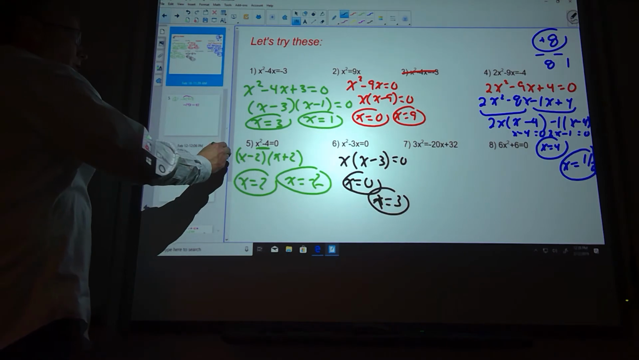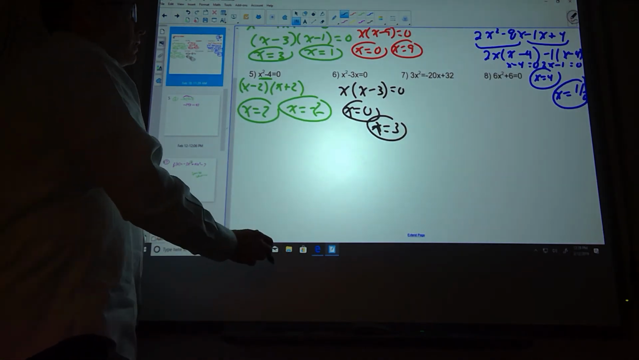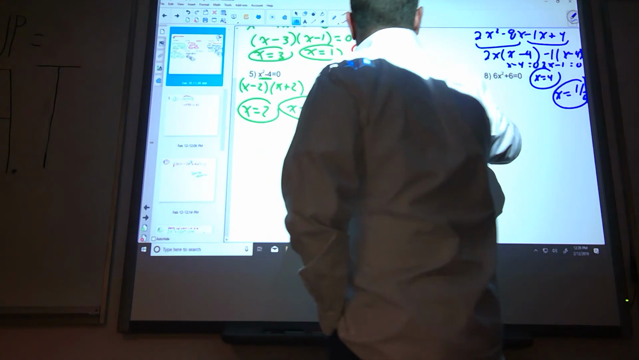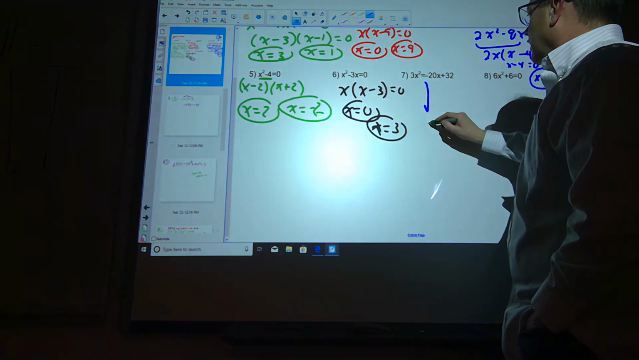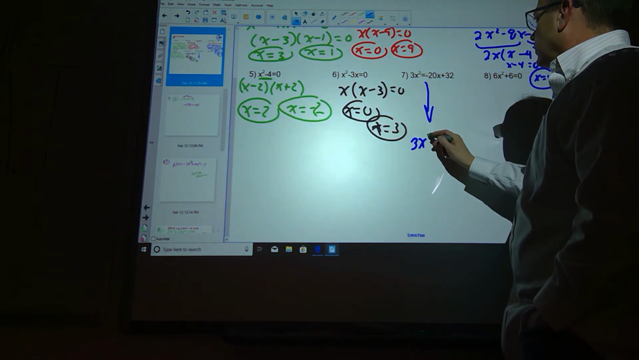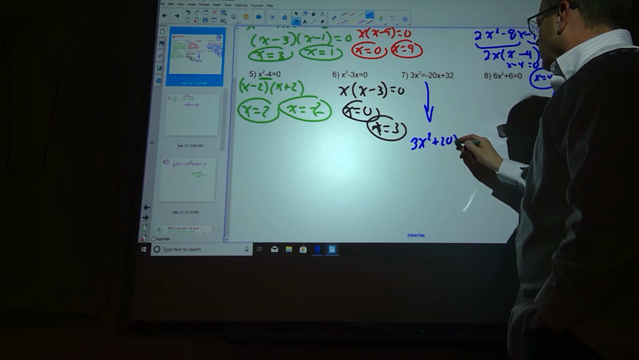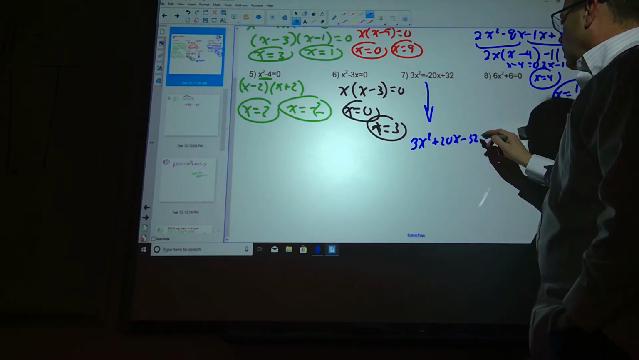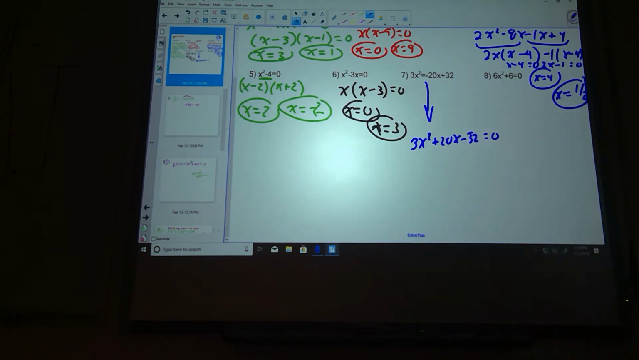Ew. Look at 7. 7's silly. Alright. I'm going to bring 7 down here. What did I do? Made it 0, so I had to do the opposite of negative 20, which is positive 20, to move it over. I had to do the opposite of 32, which is negative 32, to move it over. Okay. Doesn't look like it can do a greatest common factor, does it? No, it might not work.